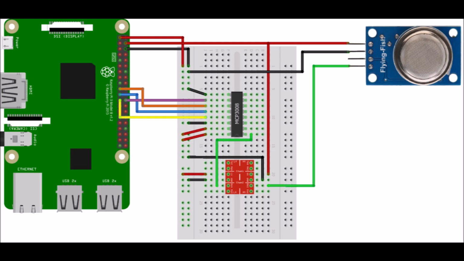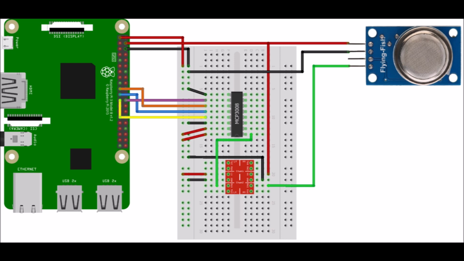This is the circuit which we have worked on for the LPG gas leakage detection. It contains a Raspberry Pi board, a breadboard, an MCP3008 analog to digital converter, a 5 volt to 3.3 volt logic level converter, and an MQ2 sensor to detect LPG, smoke and CO.